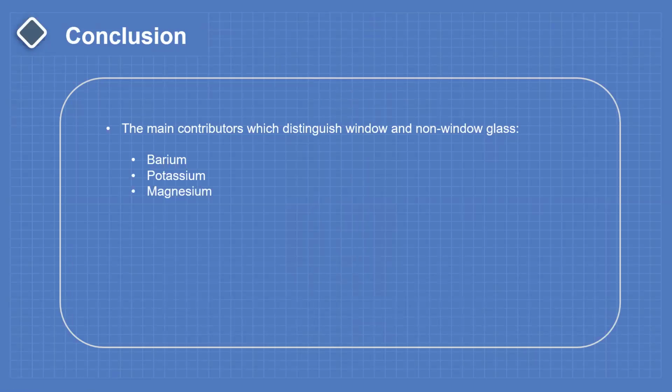This part introduces the distinction between window and non-window glasses, barium, potassium, and magnesium.